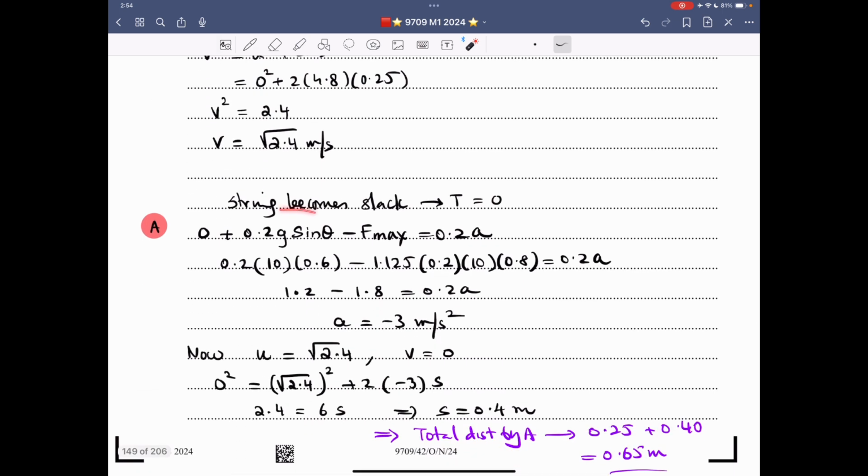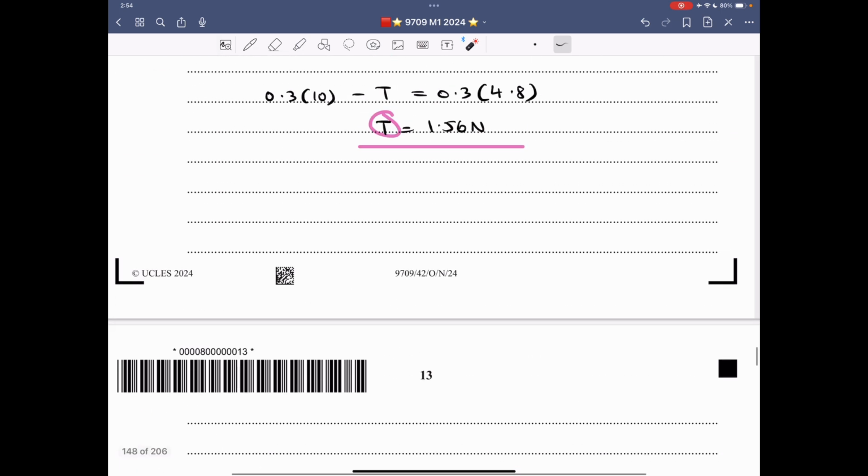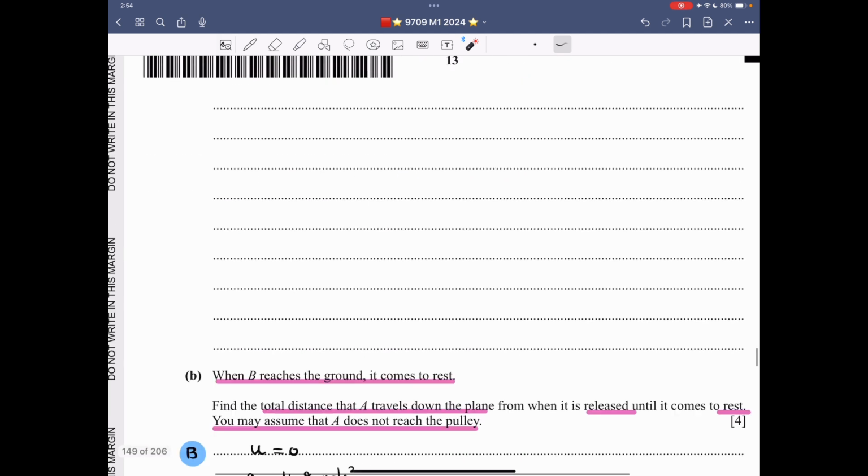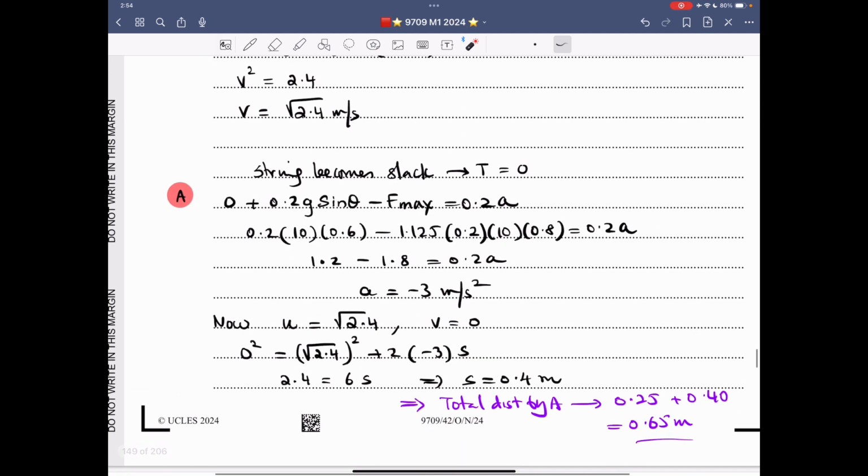The string becomes slack, tension is 0. So now this equation over here, this thing is 0. So therefore 1.2 minus 1.8 is negative 0.6. I have written the whole thing over here. This is over here, this is 1.2 minus 1.8 equals mass into acceleration. Naturally, a is coming out to be negative.